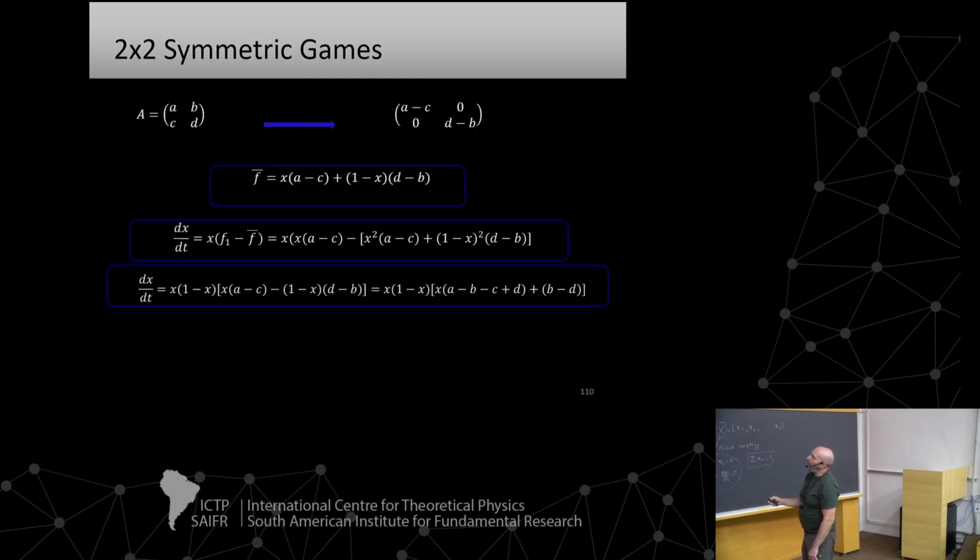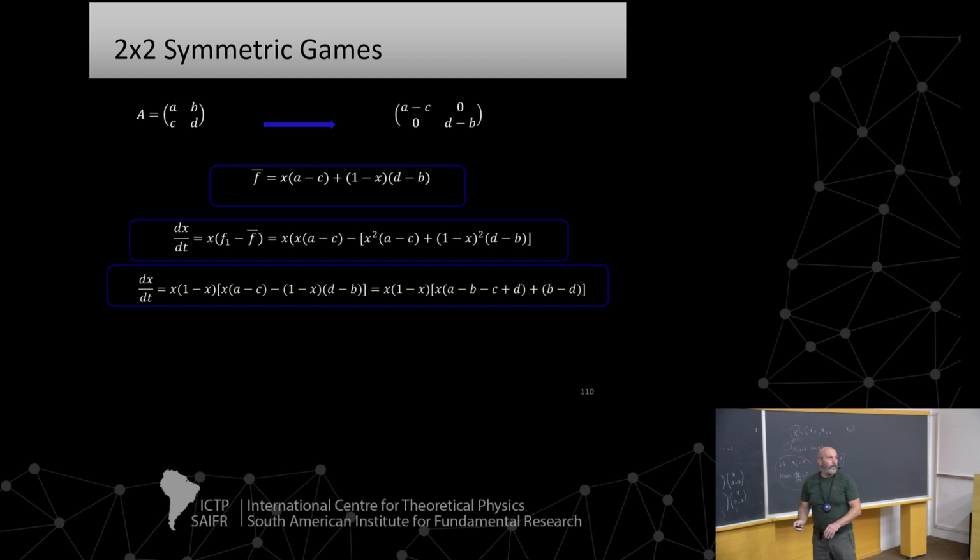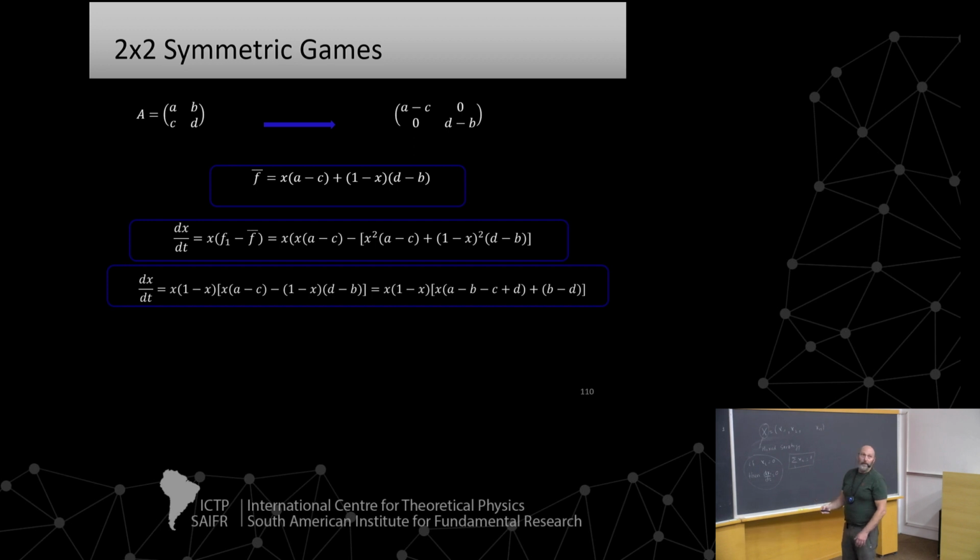And you can see that this expression here is the same as this expression here. So what I am telling you is that the dynamics of this game is the same as the dynamics of this game. They are different games. They are not the same games. But the dynamics is exactly the same because the replicator equation is the same. Okay? So those are different games with the same dynamics.